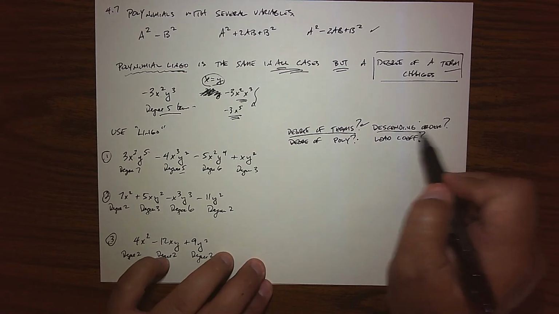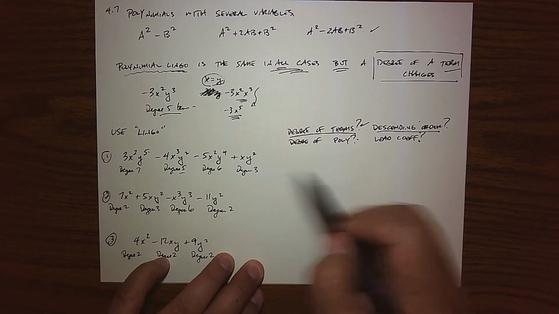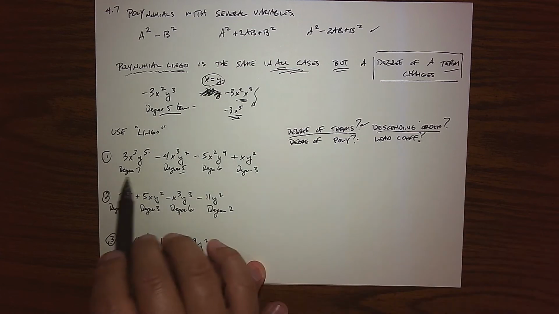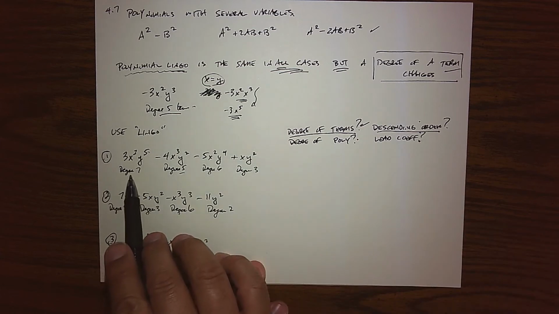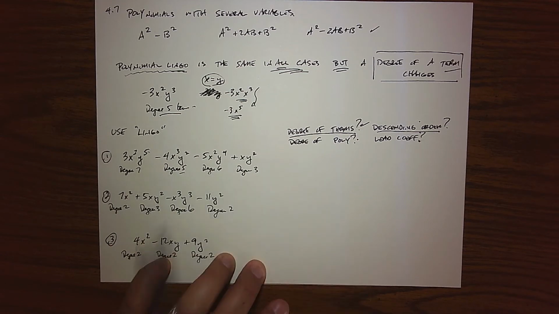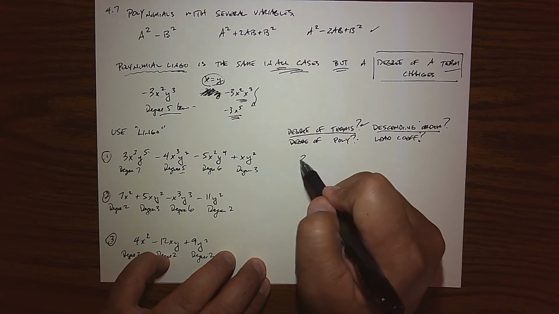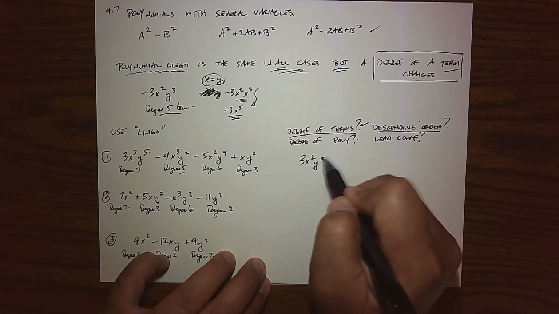Descending order means we reorder our polynomial from highest degree term to lowest. So if you take a look at my first example here, I have a degree 7 and then a 5, a 6, and a 3. So this is not in descending order. Rewriting it in descending order, we get 3x squared y to the 5th.